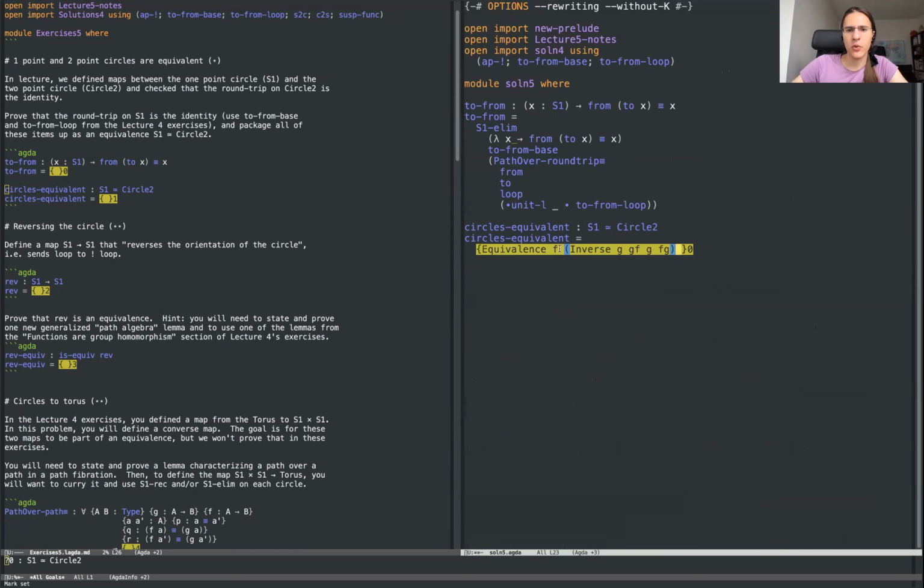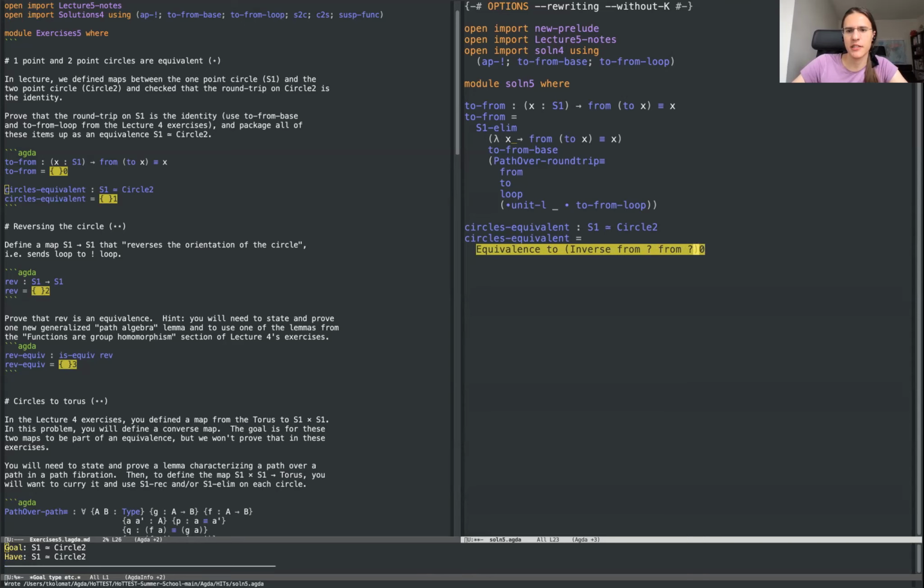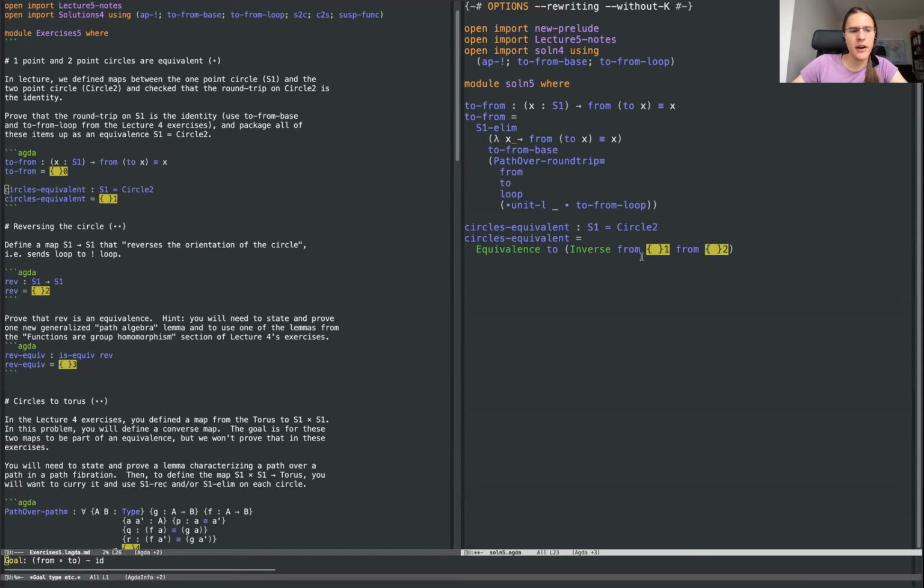then I can construct an equivalence where the map from S1 to circle 2 is 2. This map is from. This map is also from. So this is sort of the bi-equivalence version. So both bi-equivalences are the same. And then if I look at what I need here, I need 2 from is homotopic to the identity, where homotopic is pointwise equality. This is from 2, so this is 2 from. That's exactly what I want.